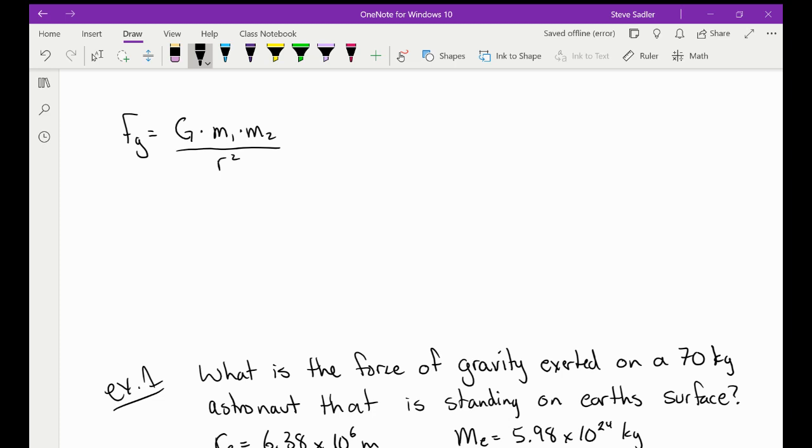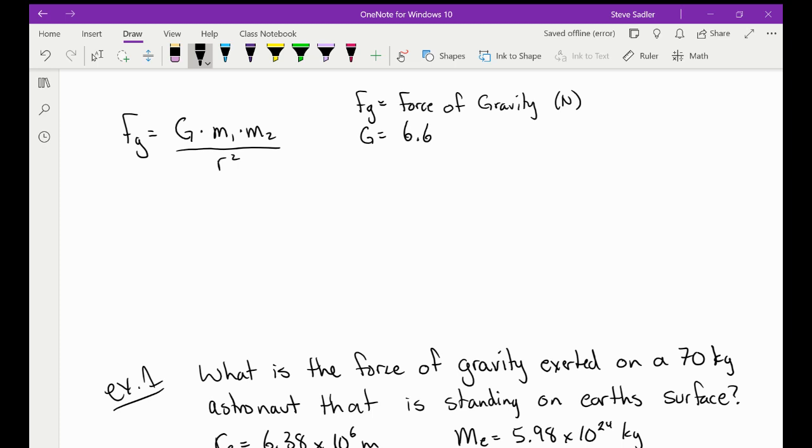So in this case, we can label all of these. So we have Fg is obviously force of gravity, and that is in newtons. Big G is the gravitational constant. So this is just a constant. It's on your formula sheet, I believe, or your constant sheet, which is, I think, your unit sheet that I handed out at the start of the class.